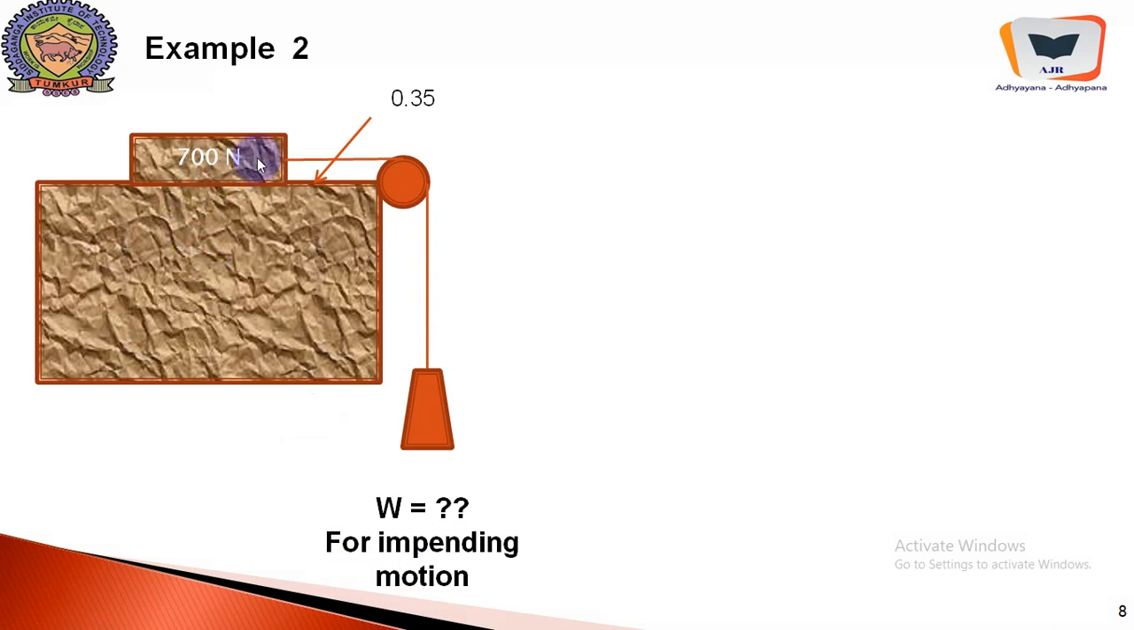There is a block over here. There is a thread that is being carried over this pulley, and there is a weight that is being hung. And the frictional coefficient between this bottom block and this top block happens to be 0.35, and the question is, what is the weight required for this particular block which is hung over here for impending motion that should be caused to this particular block?